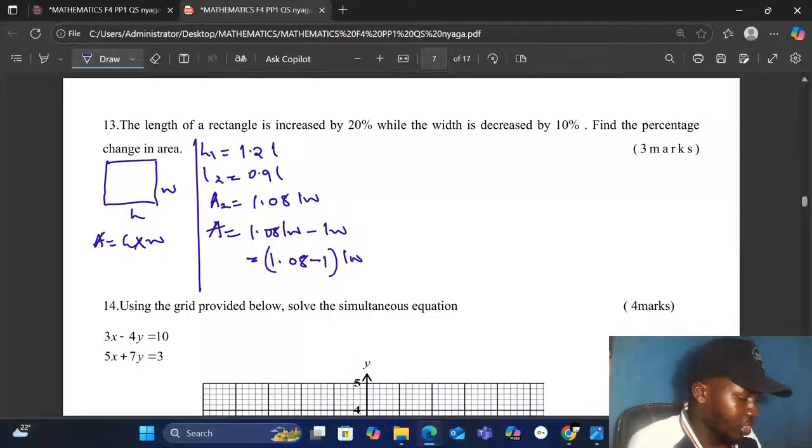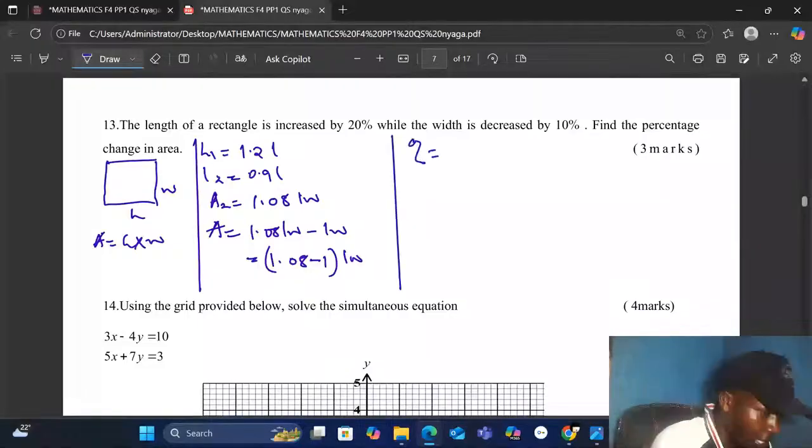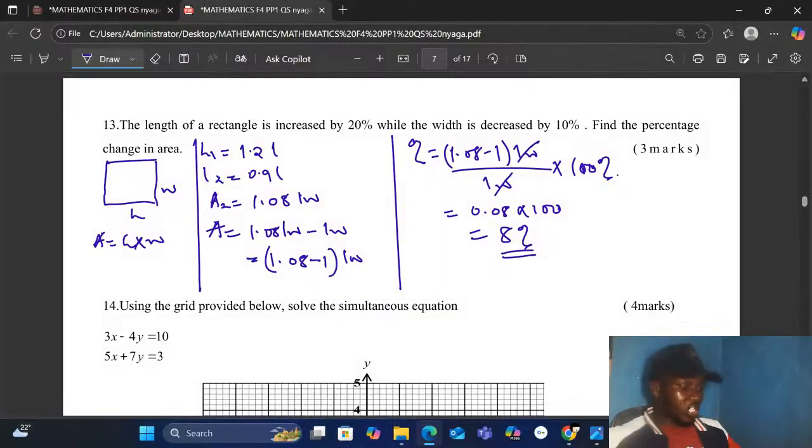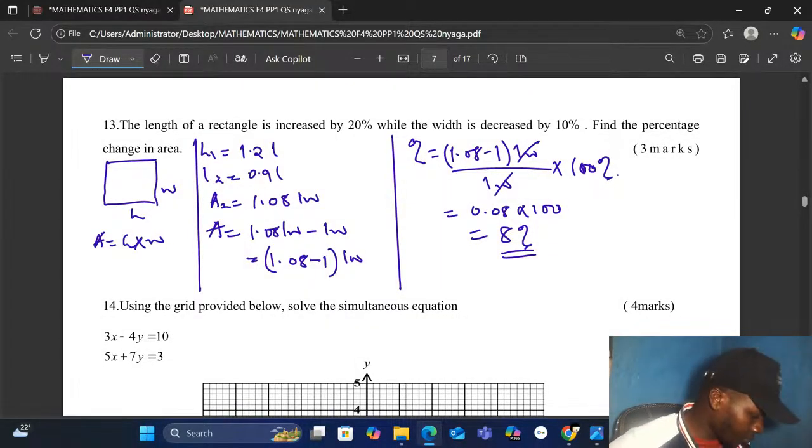So the percentage change is 1.08 minus 1, that is 0.08, times 100. Remember, LW cancels with LW, so that we have 8%. Now this is the percentage change in the area.